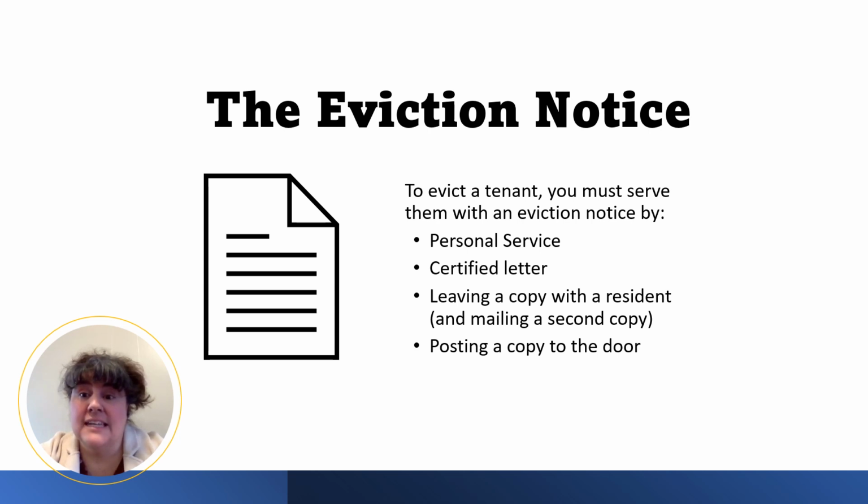First, you can deliver it to the tenant personally. Second, you can mail a copy by registered or certified mail to the tenant at the tenant's residence. Third, you can leave a copy with a person of suitable age and discretion. In Utah, usually this is around age 14. And then mail a second copy to the tenant at the tenant's residence. Or fourth, if a person of suitable age or discretion is not available, you can post it to their door. The first and last methods are the ones most recommended and most used.